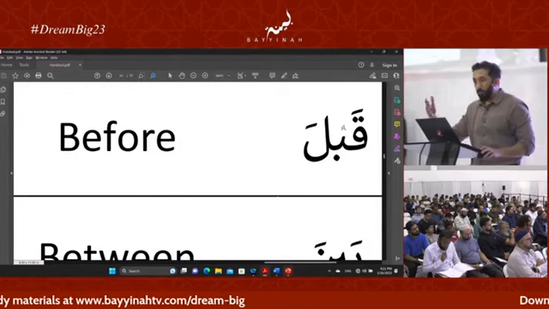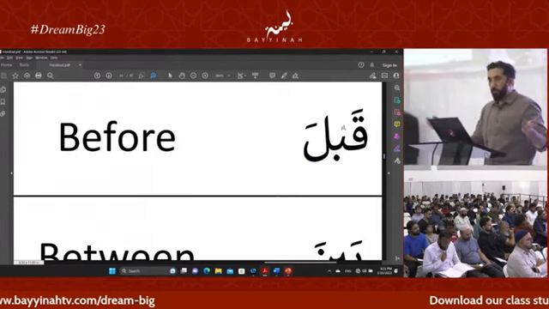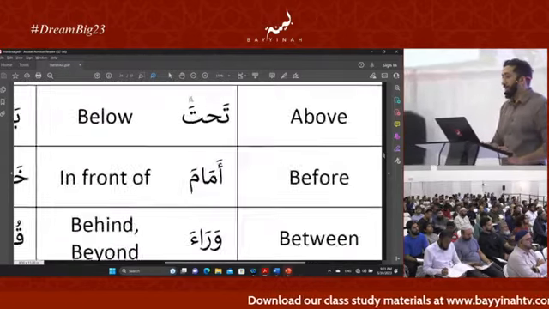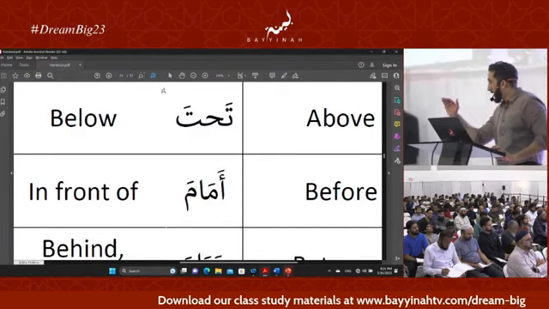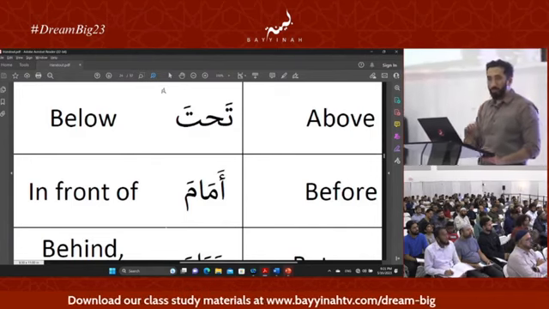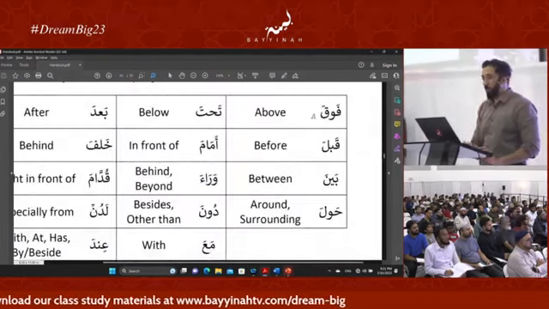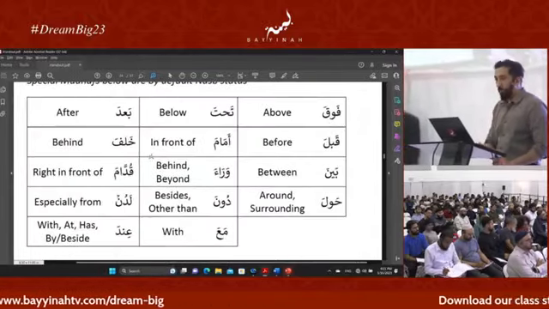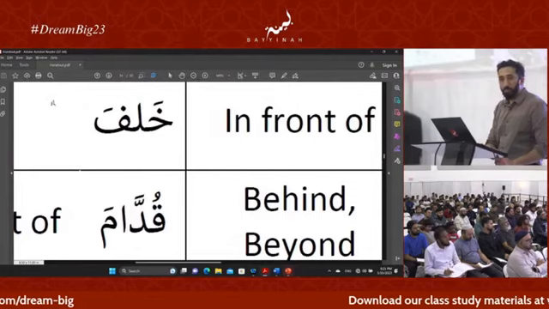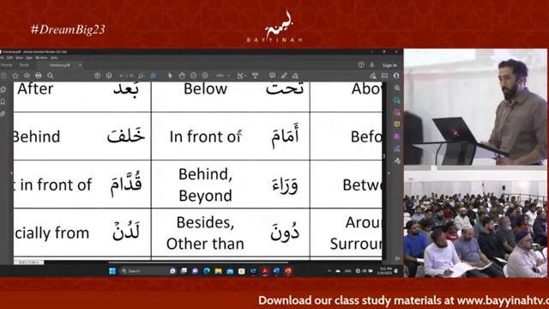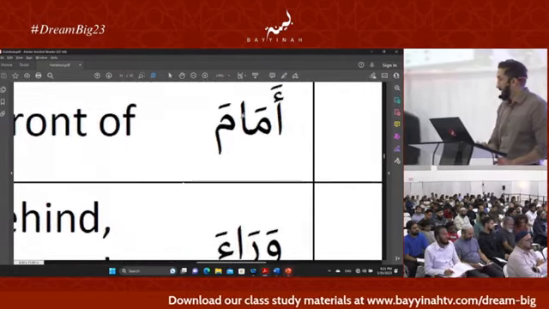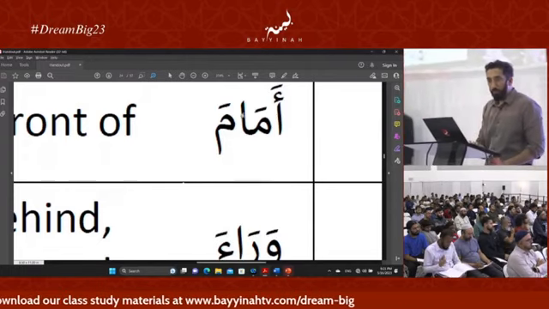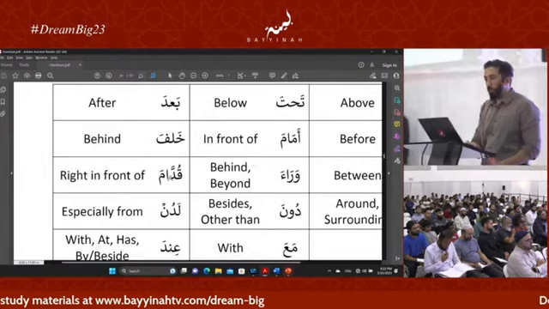Before, not before of maghrib, just before maghrib. Okay, now, if I say masjid, tahta al-masjidi. What does it mean? Below the masjid. Fawqa al-masjidi. Above the masjid. Khalf al-masjidi. Behind the masjid. Amam al-masjidi. Not imam, amam. Amam al-masjidi. In front of the masjid.